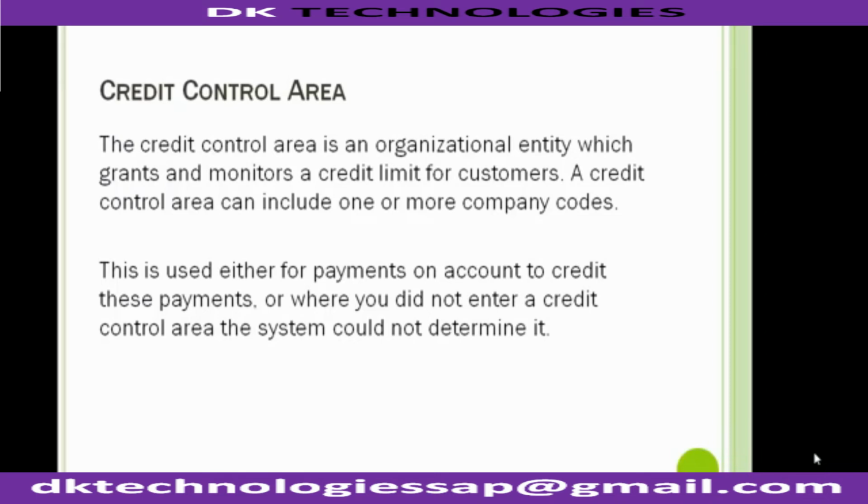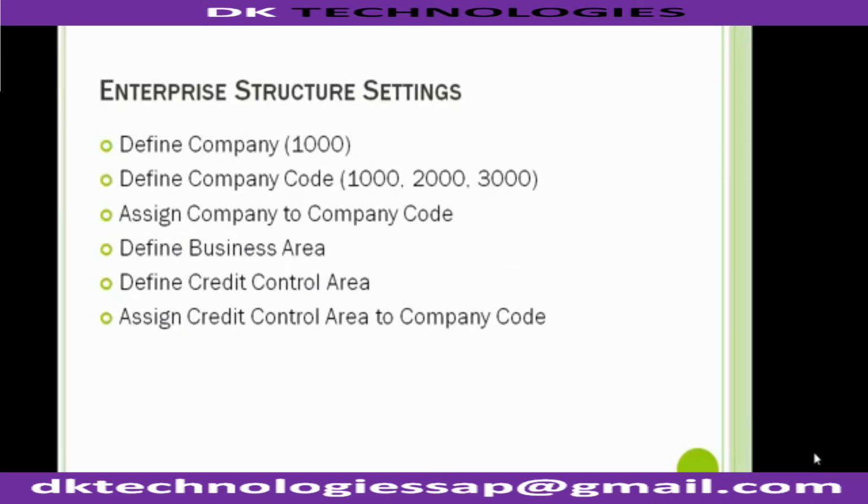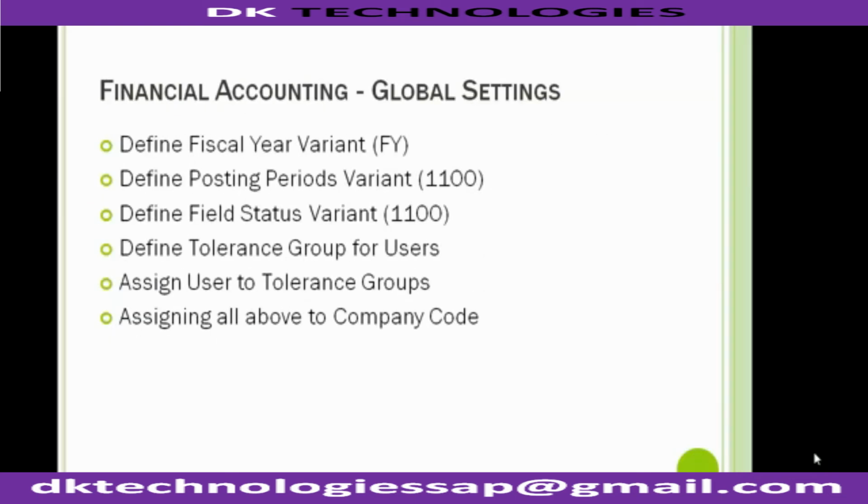So once you create the credit control area, you have to assign that to the company code so that the relationship or the linkages can be settled with the company code. Now, this has been done as a part of enterprise structure, and in a while we will be doing these in the SAP system once we are over with the discussion about financial accounting global settings as well. Now moving on to the next part, the financial accounting global settings.